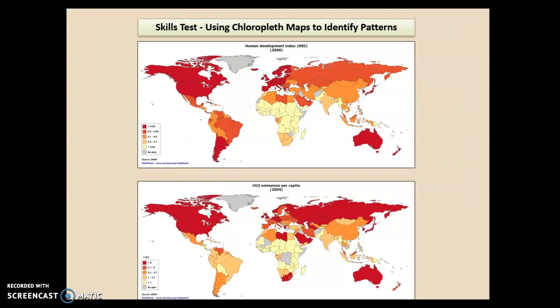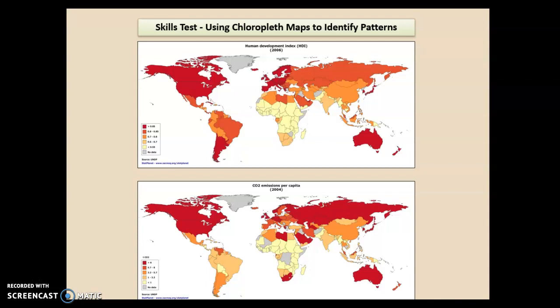On the next slide, you'll see this skills test using choropleth maps to identify patterns. So you've got two maps here. The first one is the Human Development Index, and the second one is CO2 emissions per capita. These are just examples of choropleth maps, so you get an idea of what they are. Basically, a choropleth map is a map that is shaded according to a scale in lighter and darker versions of the same colour. So these are obviously not perfect choropleth maps because there's some grey bits on them, but they are certainly pretty decent examples of them.